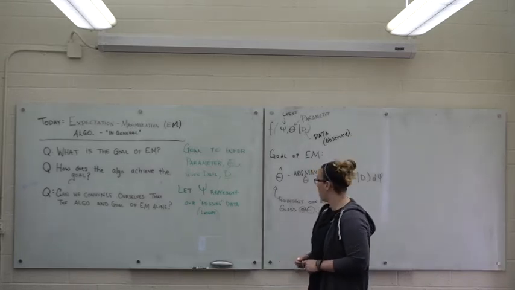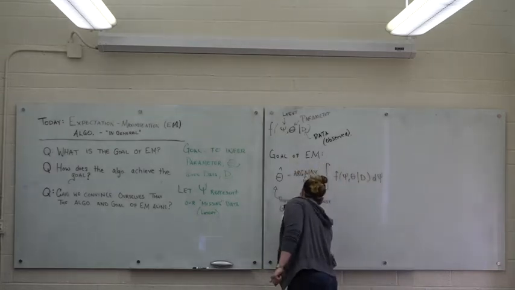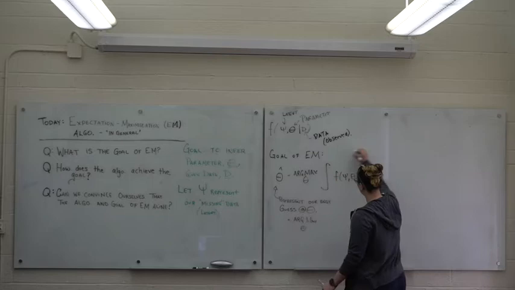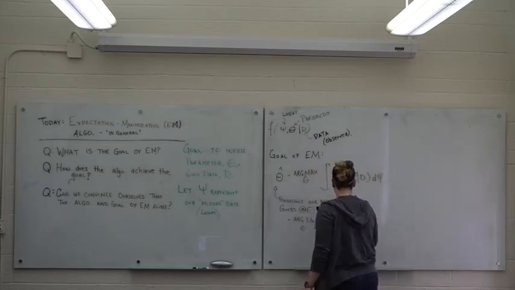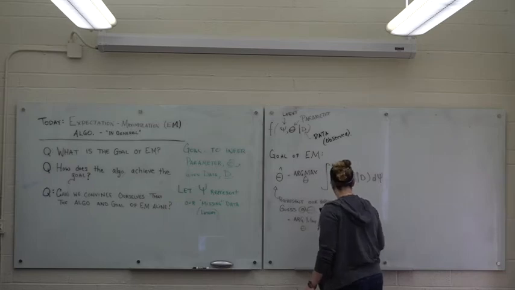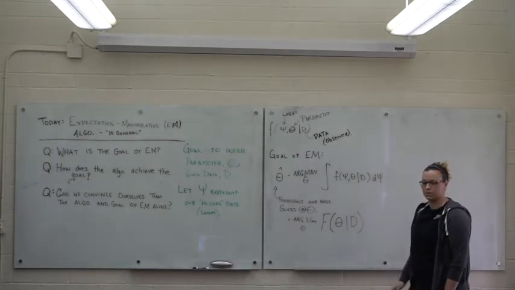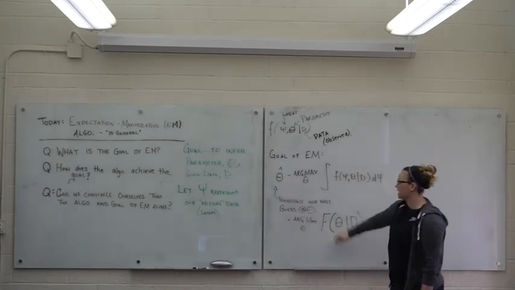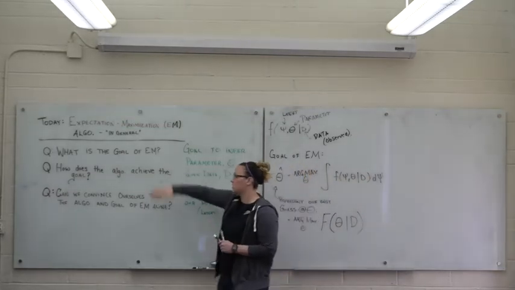We can also write this as arg maxing theta. We can call this chunk right here capital F of theta, D. This is the marginal. So we're marginalizing or averaging out our psi parameter. So the goal is to find this theta, best guess at it for our step. Now, that's the answer to question 1.